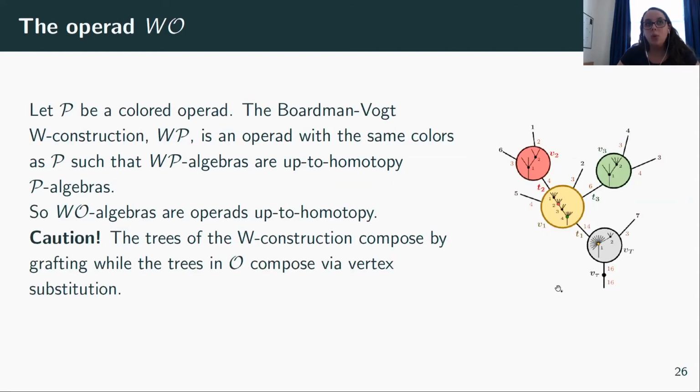And there is even one more word of caution, which is, if you remember the W construction, the way you compose these big trees is by grafting, whilst the way you compose the trees in the operad of operads is by vertex substitution. So you have two types of trees. They don't even compose in the same way. It is a bit of a nightmare to actually show that something is a WO-algebra, just because it's really hard to use WO.